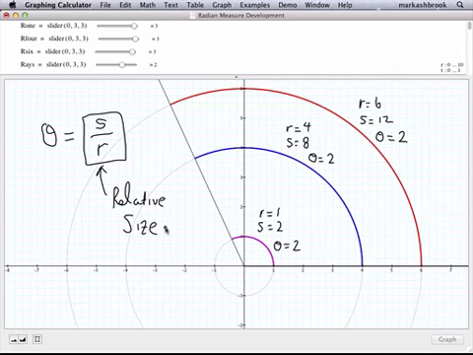Can anyone explain what we're getting at here? John Paul, any ideas? It just means that no matter what the size or what the arc length is, the ratio will always stay the same. So the theta will always remain constant. Okay, so you've got a constant ratio. That's true. But what is this?